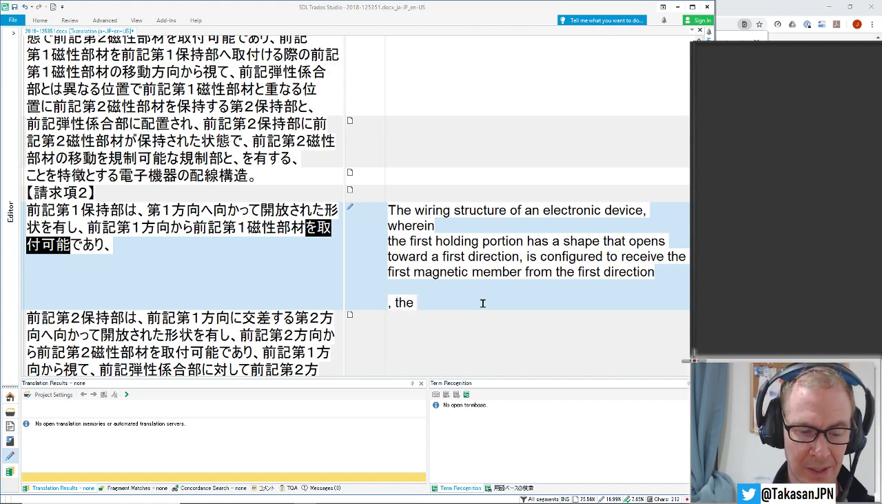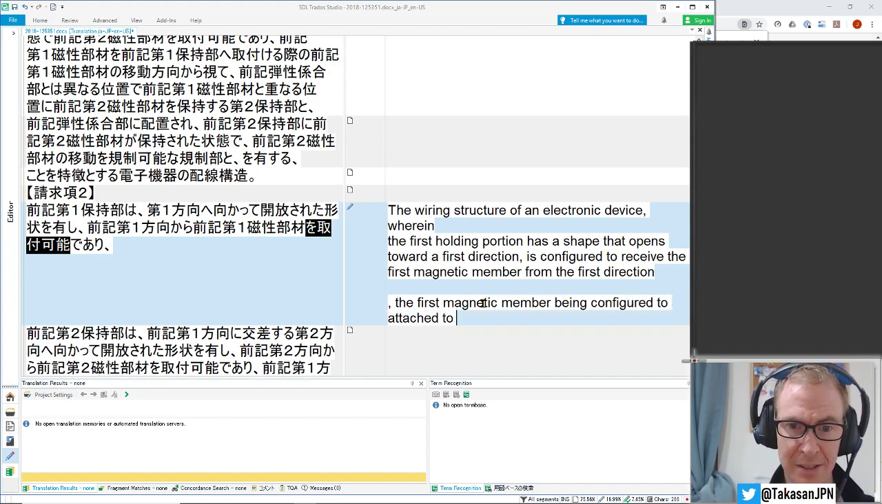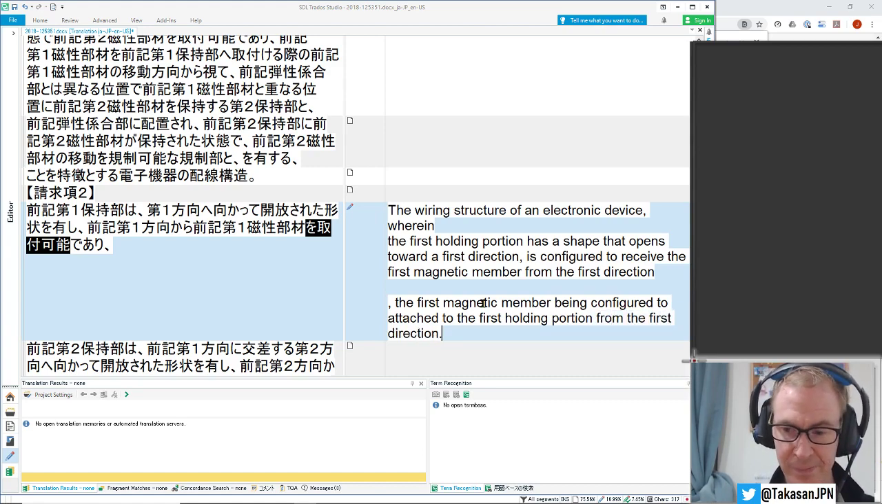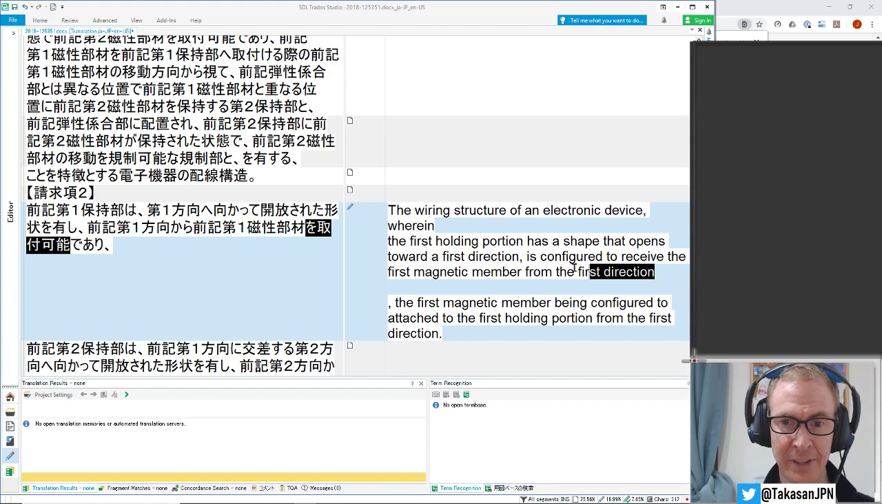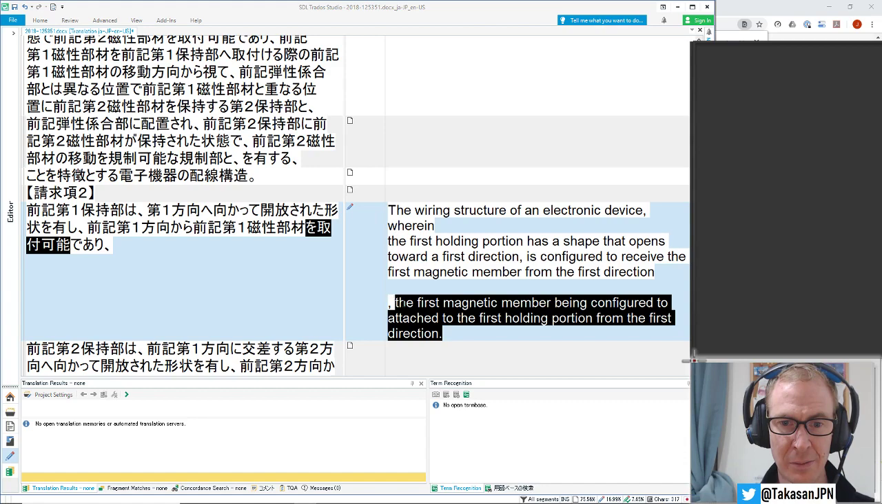"The first magnetic member being configured to attach to the first holding portion from the first direction." So let us know what you think. How would you translate this? Would you make it into a faithful translation? Would you make it into a mirror translation?